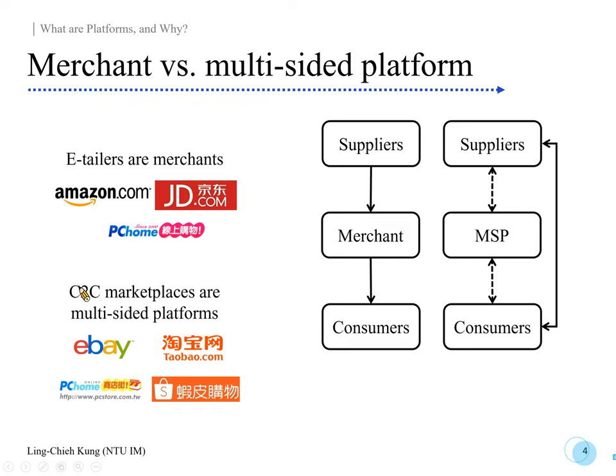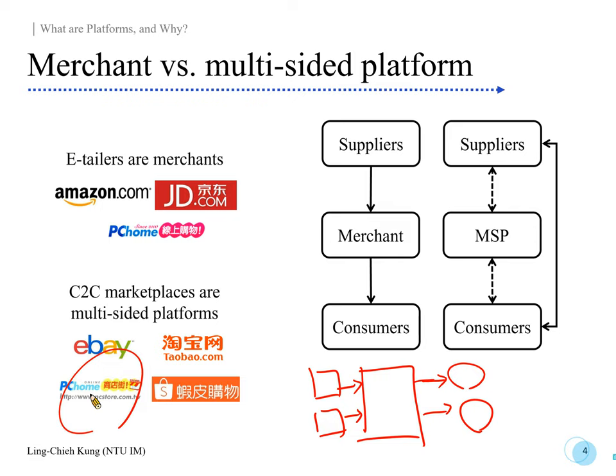On the contrary, C2C marketplaces, of course, are multi-sided platforms. For example, eBay, Taobao, as we mentioned, right? Or in many cases, we see one kind of business model, where you have a platform and there are a lot of sellers who open their stores to serve those buyers. Like in Taiwan, we have PC Home 商店街. I don't know how to pronounce it in English. Maybe PC Home Marketplace, something like that.